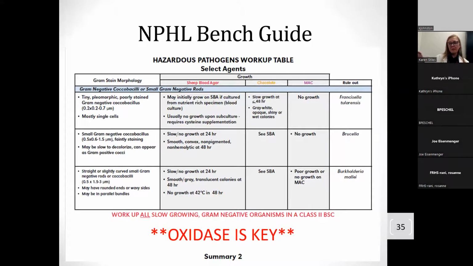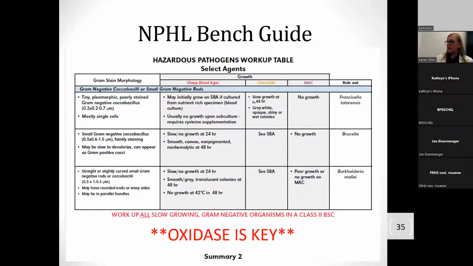Now, there are 2 families this could be in. And I call them families because I want you to start thinking about, okay, I got a gram negative rod. Now I have to decide what family it belongs to. One family is what we call the real small gram negative rods, or the gram negative coccobacilli.